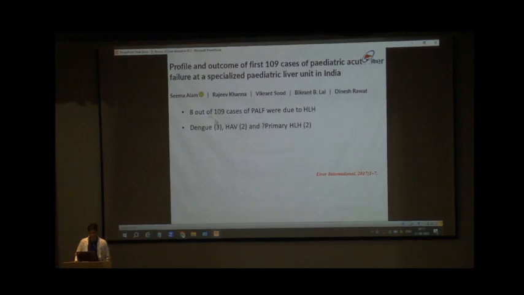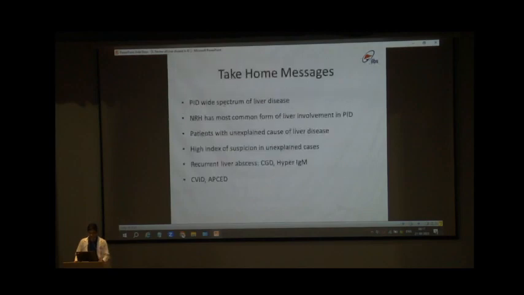ILBS. They found that out of 109 cases, 8 patients had evidence of HLH at the time of diagnosis of acute liver failure. 3 were because of dengue, 2 were HIV related, and 2 were primary HLH. So conclusion, primary immune deficiency presents with a wide spectrum of liver disease. Nodular regenerative hyperplasia is the most common form of liver involvement in primary immune deficiency.